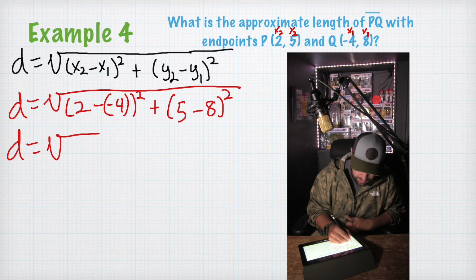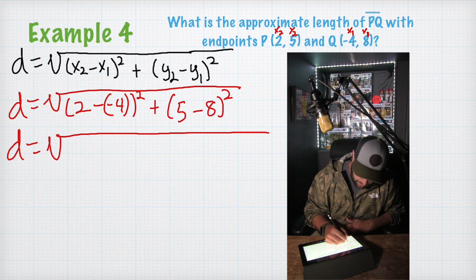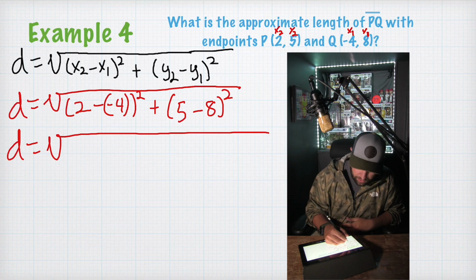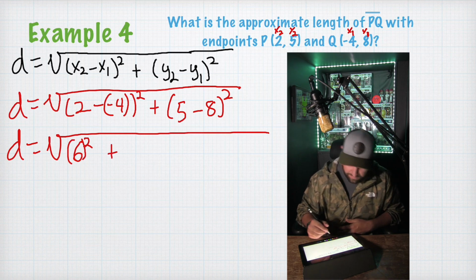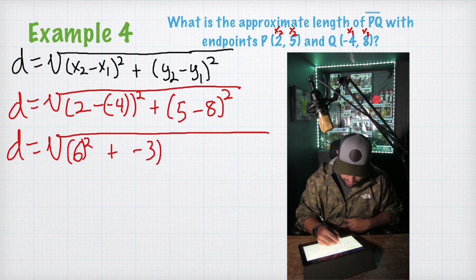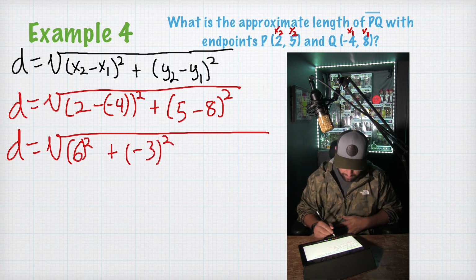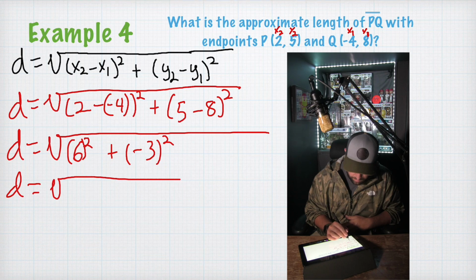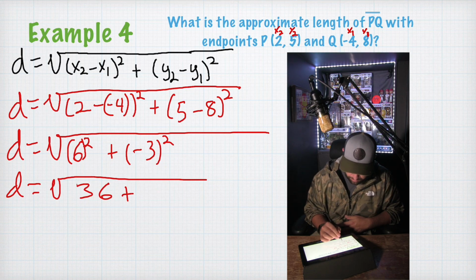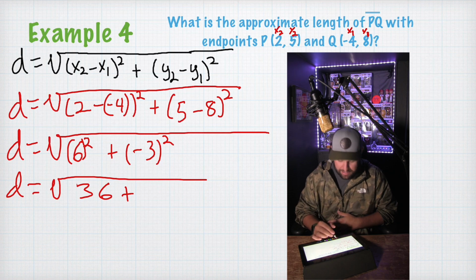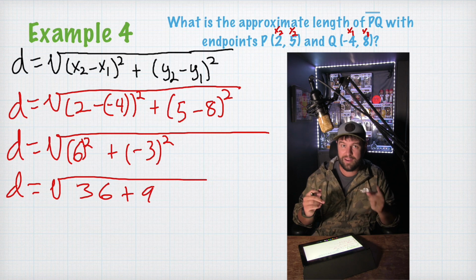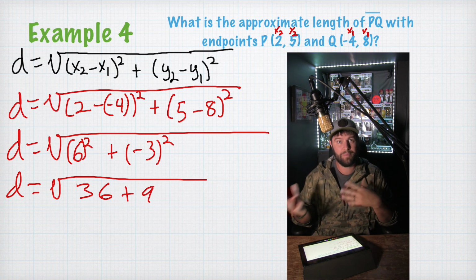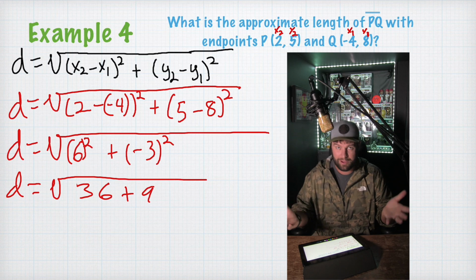So D equals the square root of 2 minus 4 is actually the same thing as 2 plus 4. So that's going to be 6 squared, okay, plus 5 minus 8 would be negative 3 squared, okay? D equals the square root of 36 plus negative 3 squared is 9. Anything squared should be a positive number here because negative times a negative is positive. A positive times a positive is positive.